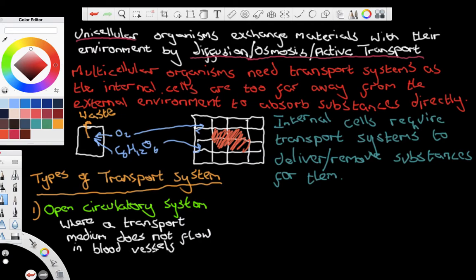The reason I say transport medium is because insects which use this type of circulatory system don't have blood. They have something called hemolymph, so we can't really say that they have blood. So we use the word transport medium. As I've just alluded to, an example of an open circulatory system would be insects.